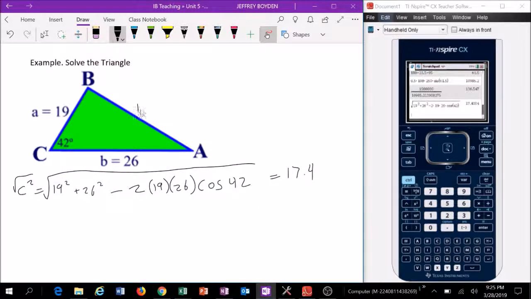And then it says solve the triangle, so I need to find angles. I like to do them in order, so let's solve for cosine of B.